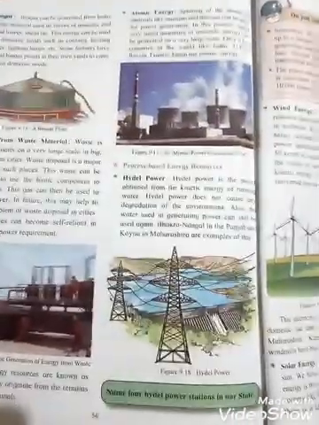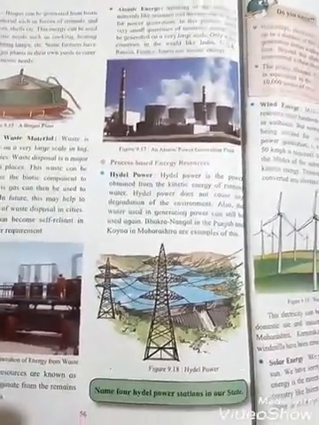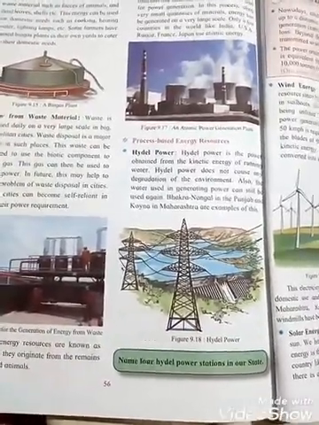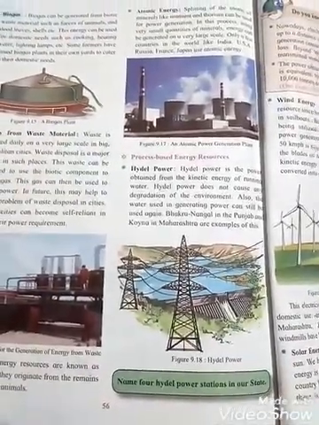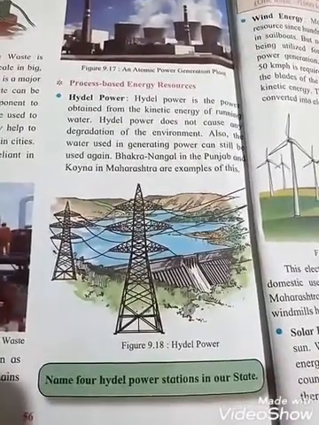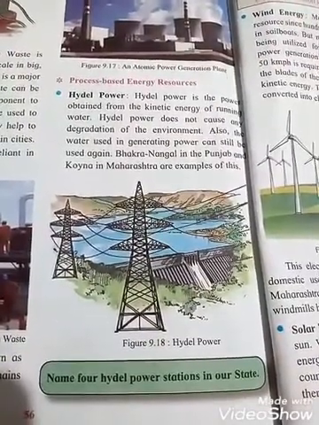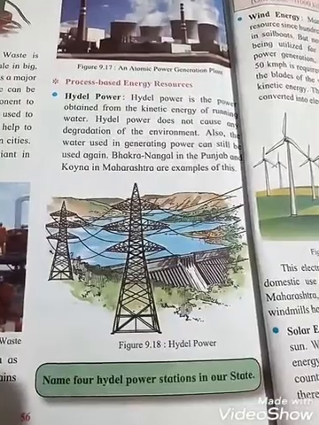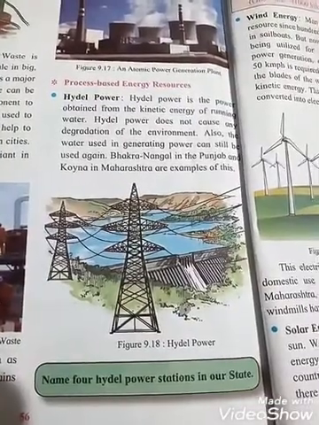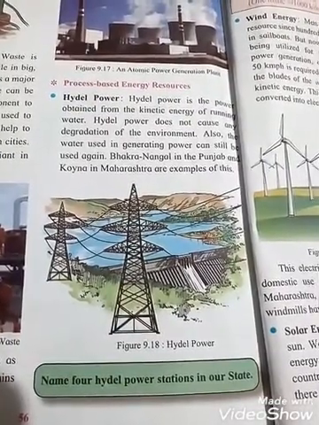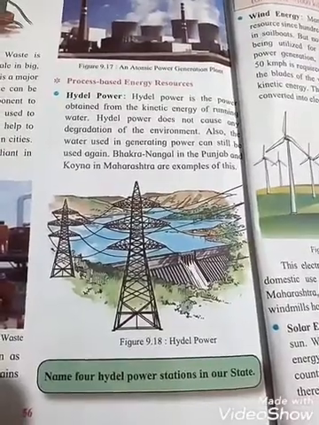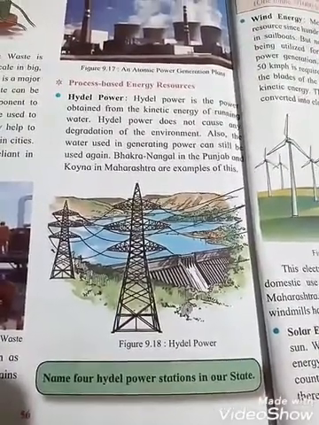Can you see the picture? Name 4 hydel power stations in our state. So these are the hydel power stations. Students, 4 hydel power stations in our state: Koyna Hydroelectric Project, Jaikwadi Hydroelectric Project, Sardar Sarovar Hydroelectric Project, and Varna Hydroelectric Project. So these are the 4 hydel power stations in our state.